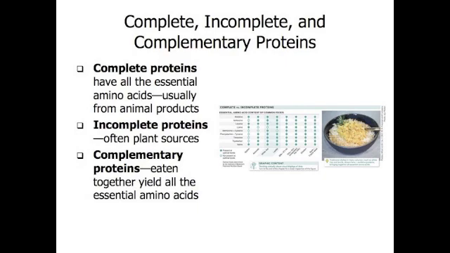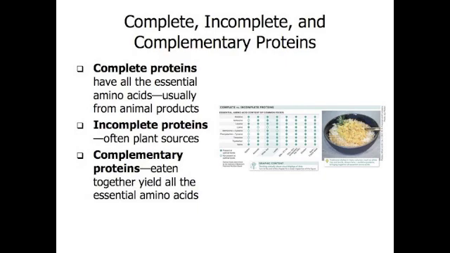Food that contain complete proteins deliver all of the essential amino acids. Animal products such as milk, eggs, fish, chicken, and beef tend to provide complete proteins, as do some vegan products such as quinoa and soy.